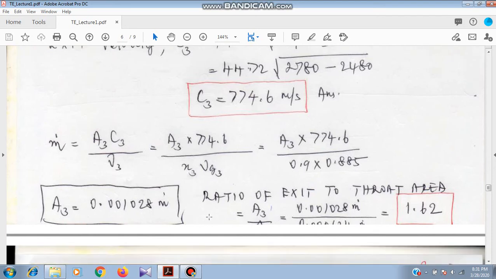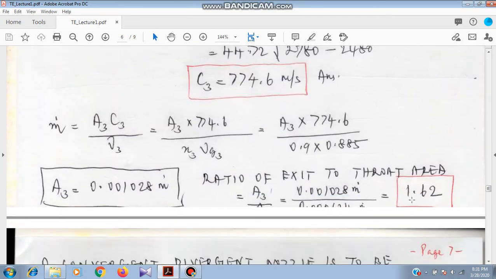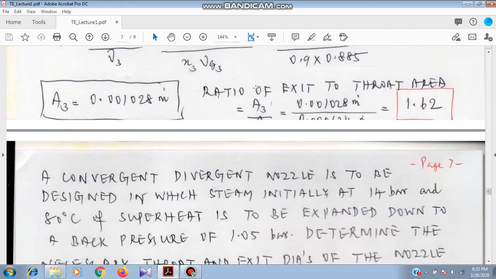Your question is the ratio of exit to throat area, so it is A3 by A2. Substitute these values, A3 here, A2 here. The ratio you got as 1.62. So here the expansion is isentropic: a convergent divergent nozzle with isentropic expansion.